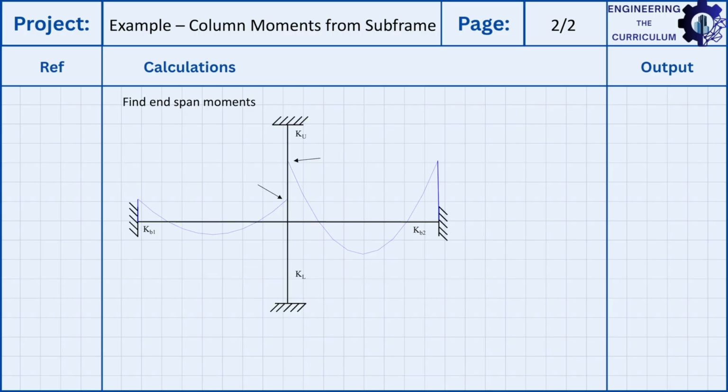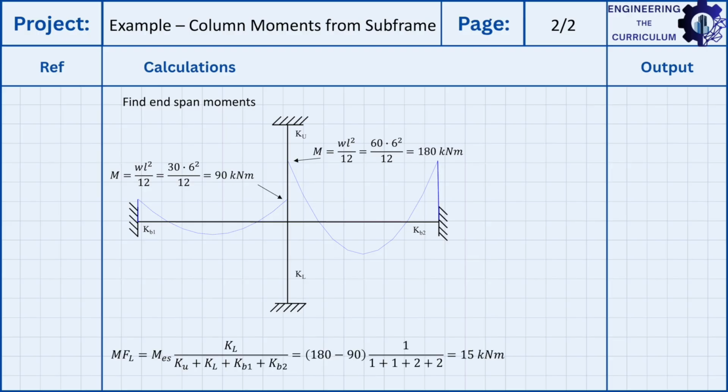The solution starts with the calculation of end span moments in the beams with both ends fixed. The end span moment in the left beam loaded by 30 kN per meter equals 90 kN meters. The end span moment in the right beam loaded by the 60 kN per meter equals 180 kN meters. And the design moment for the top end of the lower column is calculated as the difference between the end span moments in the beams times the ratio of the lower column stiffness to the total stiffness of the junction. This gives us 15 kN meters.